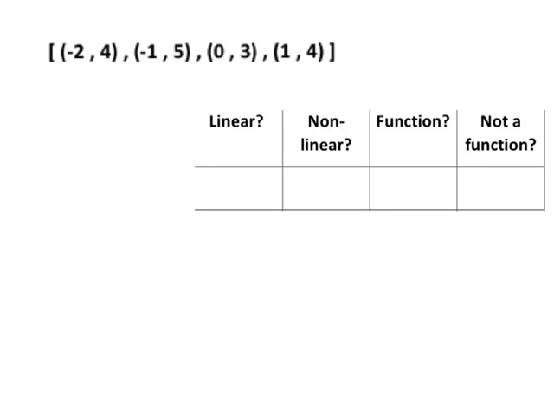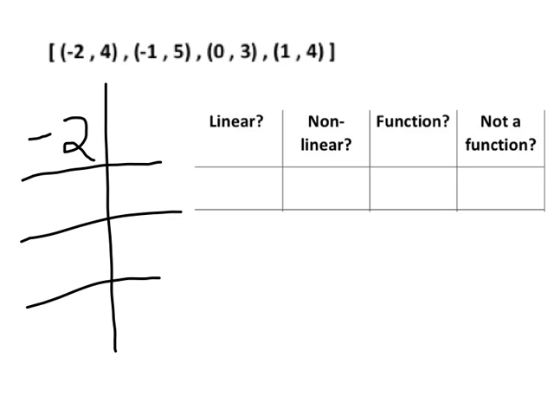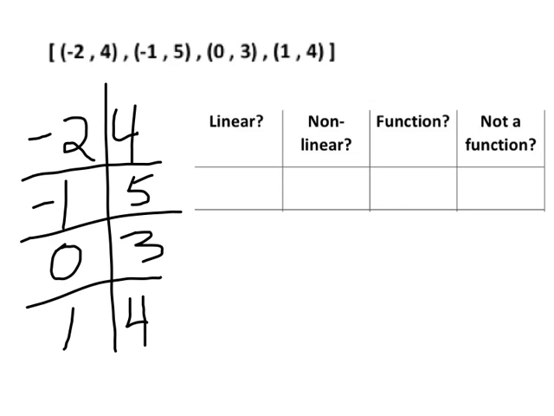For the next one, we need to do the same thing and write the points in a table. So -2, 4, -1, 5, 0, 3, 1, 4. So is this table a function? We want to start with function when we're seeing things in tables. Yes, it is. All my x values are different, so it's fine.